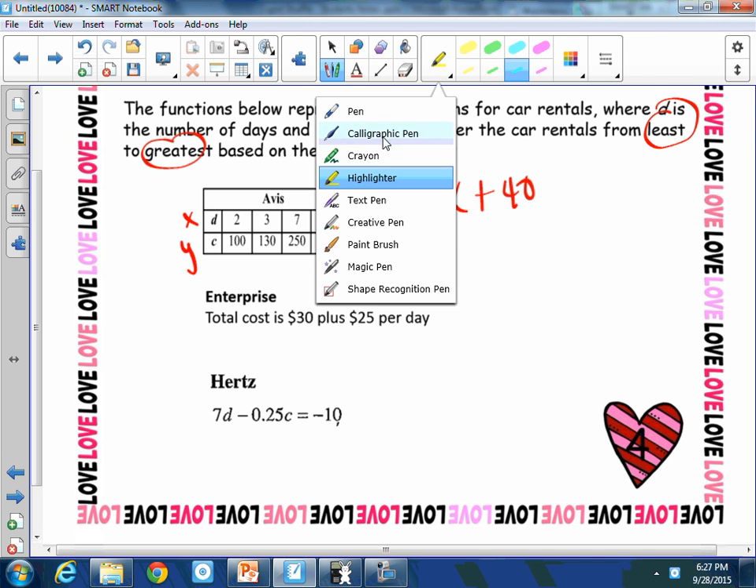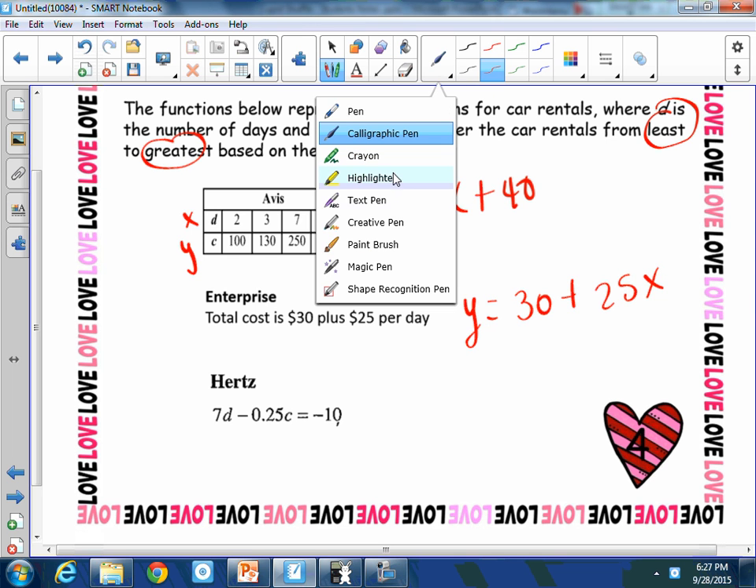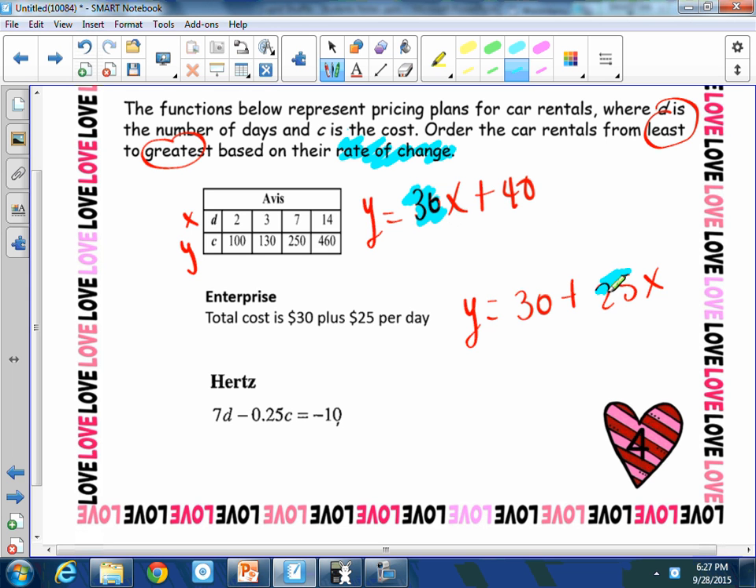All right, let's go back to the other one. The total cost is 300 plus 25 per day. So let's see. Not 300, 30 plus 25x. So the slope would be 25. So right now this is the smallest one.